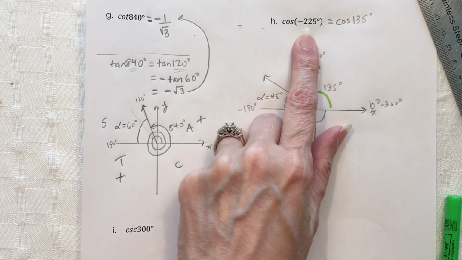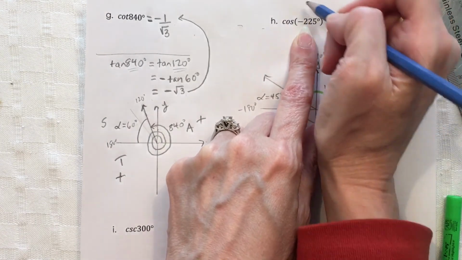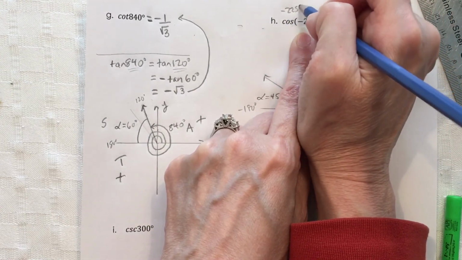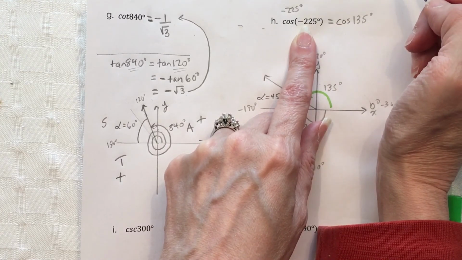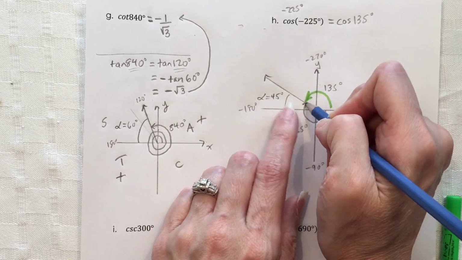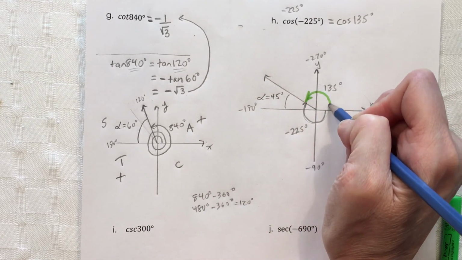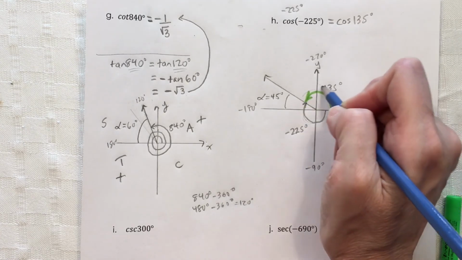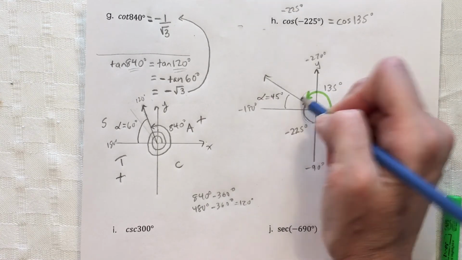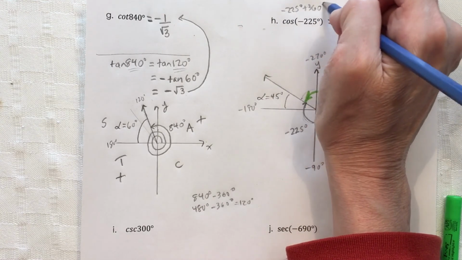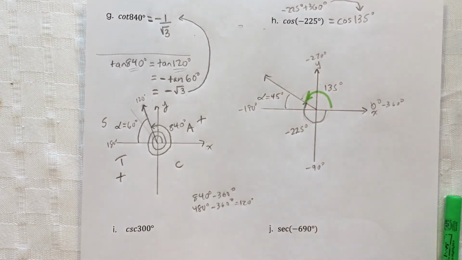So without drawing a picture, I could get that 135 by saying to myself, okay, negative 225, I want a positive angle that has the same terminal arm. If I add positive 360 degrees, I'm going to get to the exact same spot because there's always 360 degrees in a circle. And if you add those, that's how you get the 135. So the cos of negative 225 is going to be the same as the cos of 135 because they have the same terminal arm, so they're going to have the same sine, cos, and tan.